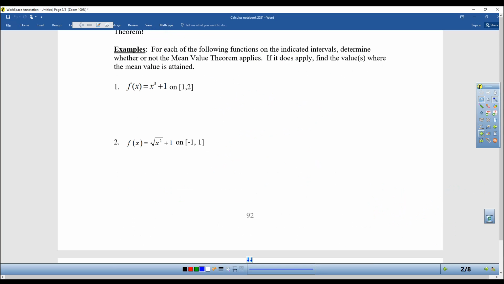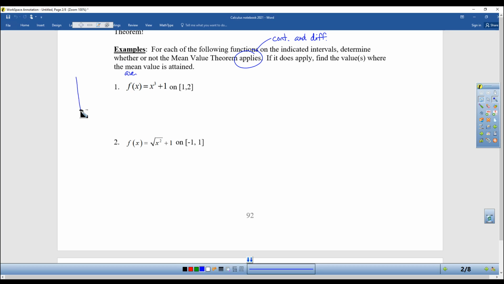Let's do some actual problems, and it hopefully will clear anything up. For each of the following functions on the indicated intervals, determine whether or not the mean value theorem applies. So remember, there's two conditions. It has to be continuous and it has to be differentiable. If it does apply, find the value where the mean value or the average value is attained.